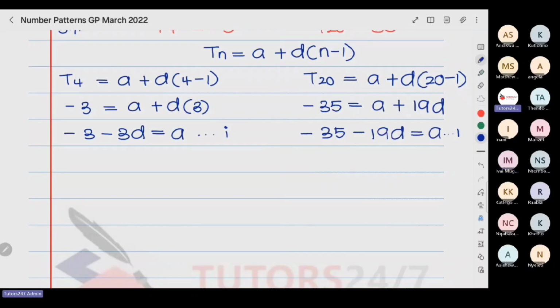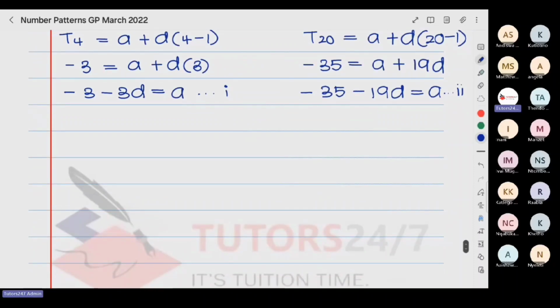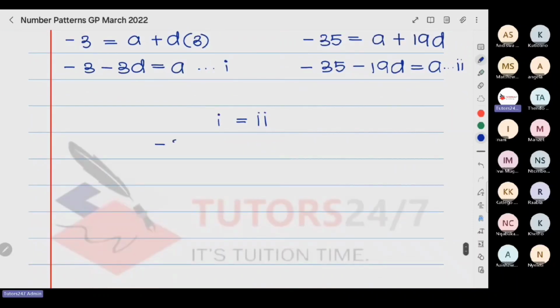Take note that this is not the only way to solve simultaneous equations, okay? There's multiple methods that you can use. So before I continue to connect the equations, does anyone have a question? Is anyone confused by what we've just done? Okay, so let us continue. So from here, I'm going to connect equation 1 and equation 2. So we have -3 minus 3D equals -35 minus 19D.